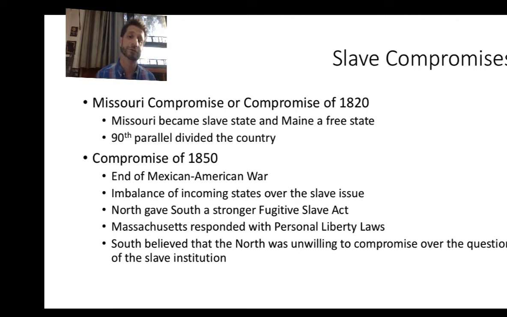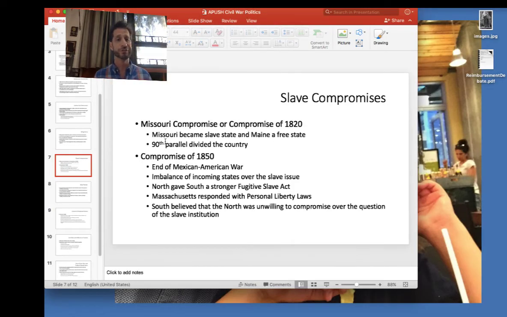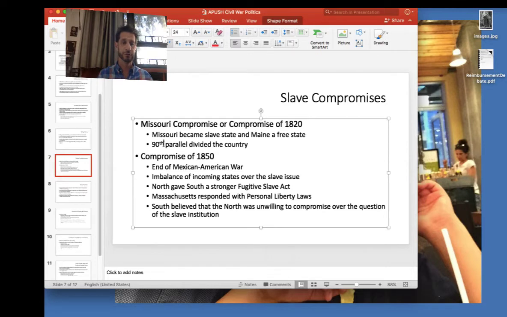Well, in order to understand that, you have to go to slave compromises. So in 1820, the Missouri Compromise, or Compromise of 1820, is going to get passed. Missouri wanted to enter into the country. This would have thrown off the balance between free and slave states. And that becomes important because of the Senate. In the Senate, you get 2 representatives per state. If one, North or South, gets more of those representatives, they're going to have more power in the Senate.